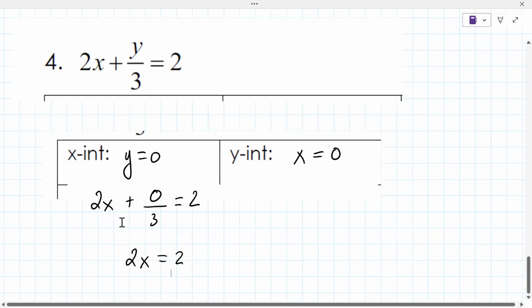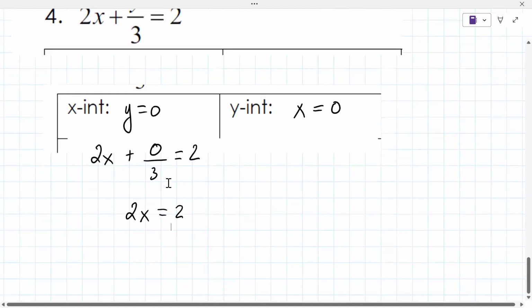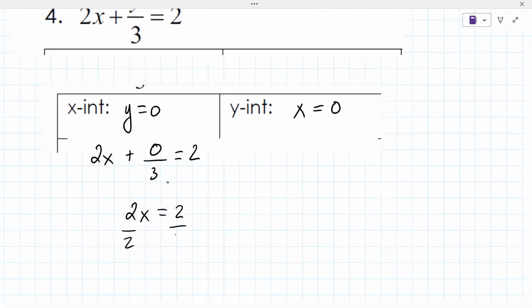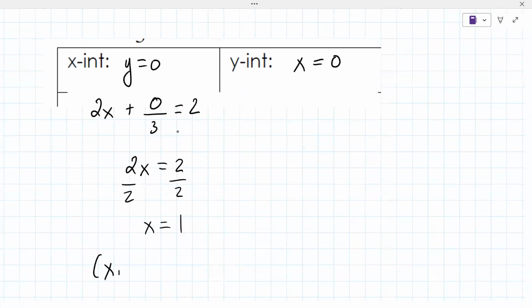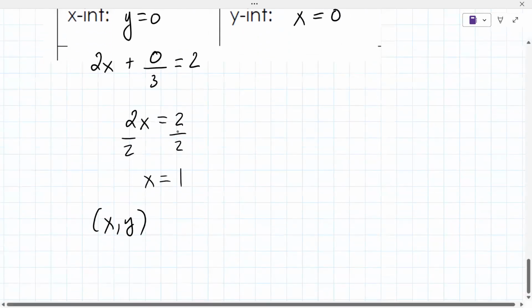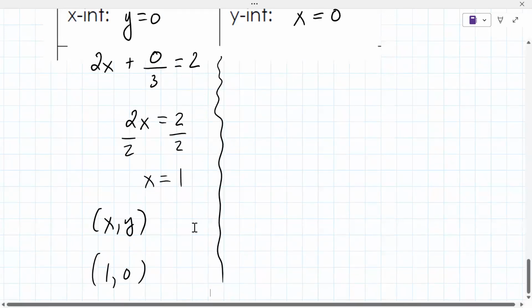2x. Wait, then wouldn't x be 1? Yes, you have to actually solve for x. So what that means is when x is 1, y is 0. But we normally do it x comma y, so you get an ordered pair out of this, which is 1 comma 0. Is that okay?